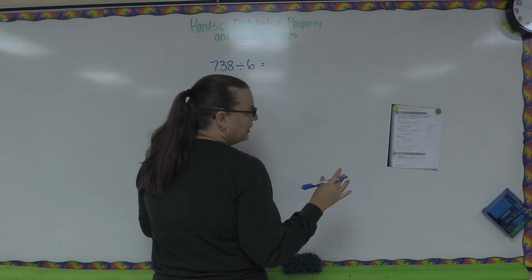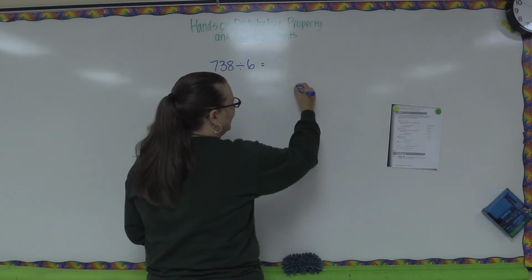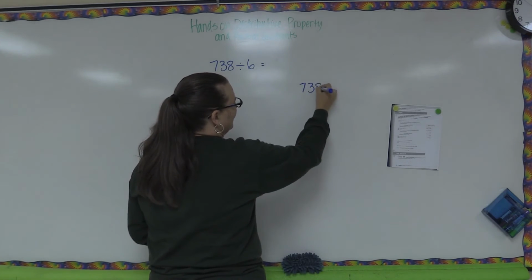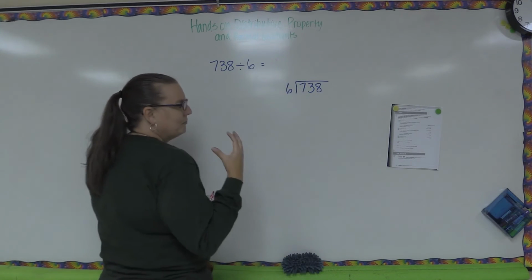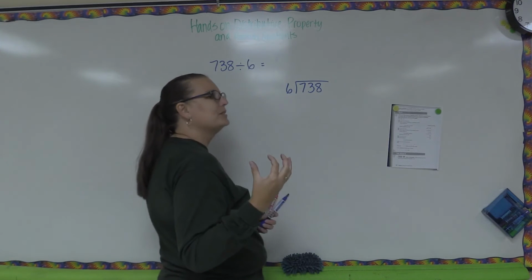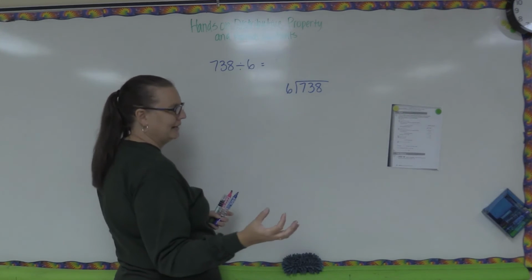So we are going to be setting it up like a regular division problem. 738 divided by 6. Now, what I want you to be thinking about is those multiples of 6, okay?